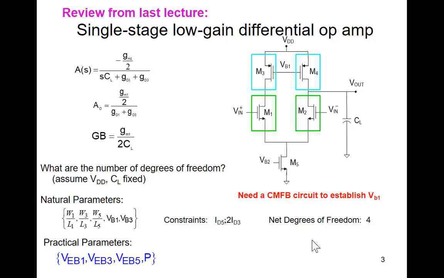A review from last time. We looked at a reference op amp. And we looked at the natural design parameters of that structure. We made a statement but did not show that there were 5 natural parameters and 1 constraint. So there were 4 degrees of freedom. We made the statement that the characteristics, gain and gain bandwidth product and slew rate are really complicated expressions in terms of these natural parameters. But if we go to this practical parameter domain, we saw that the expressions for the gain bandwidth product and the slew rate were really simple, almost decoupled.